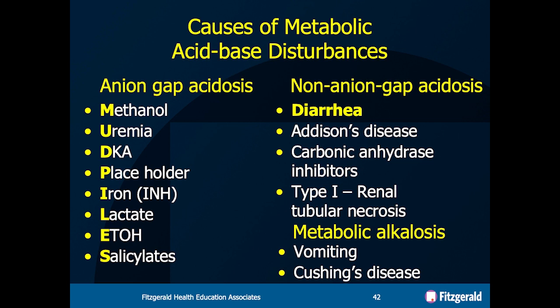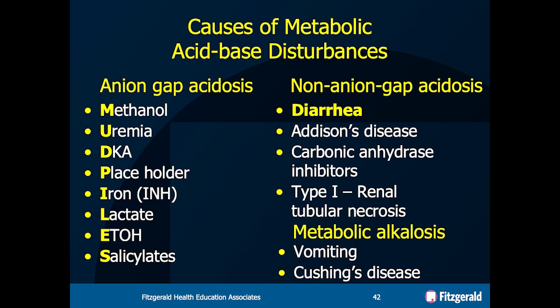For an anion gap metabolic acidosis, think MUDPILES: methanol, uremia, DKA. P is there as a placeholder. There is a drug that's not used very much anymore. It begins with a P. I remember it was an anticonvulsant, I believe. I forget the name of it, but it's not really used anymore. So they just left it there as the placeholder.